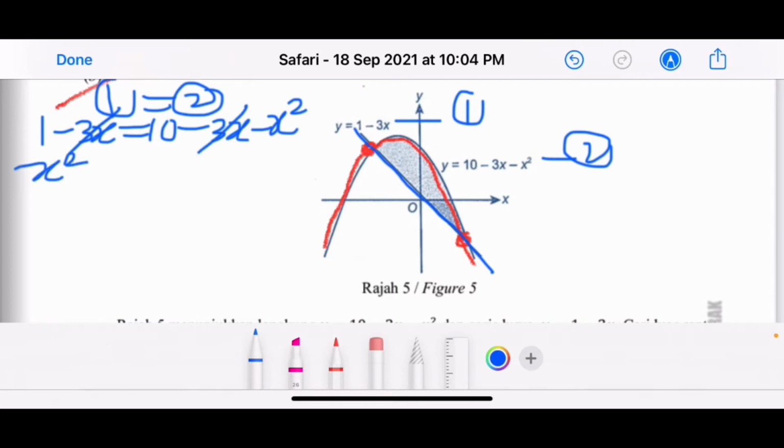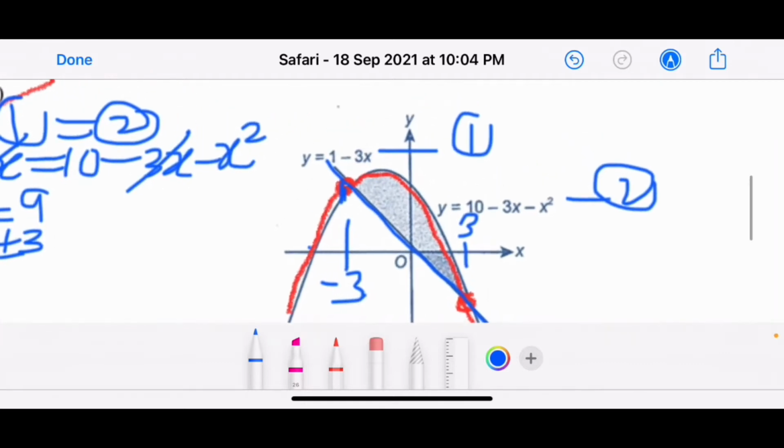Wow, it looks easy. So x is positive and negative 3. Meaning that this point is at negative 3, and this point is at positive 3, right? Now to find y, we substitute negative 3 here. So it's 1 minus 3 times negative 3, so 1 plus 9. So this is 10. Negative 3, 10. We have the point already.